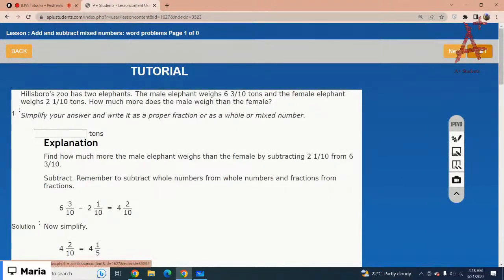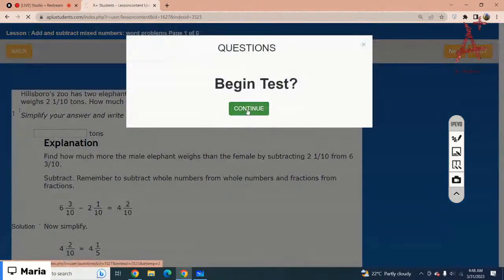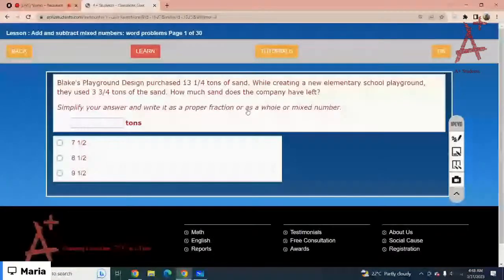Let's just start with the test questions so that we can do the practice questions. Okay, Blake's playground design purchased 13 whole 1 by 4 tons of sand. While creating a new elementary school playground, they used 3 whole 3 by 4 tons of the sand. How much sand does the company have left? So the total sand they have is 13 whole 1 by 4. They used 3 whole 3 by 4. You need to calculate how much sand they have left. So subtract the used one out of the total.